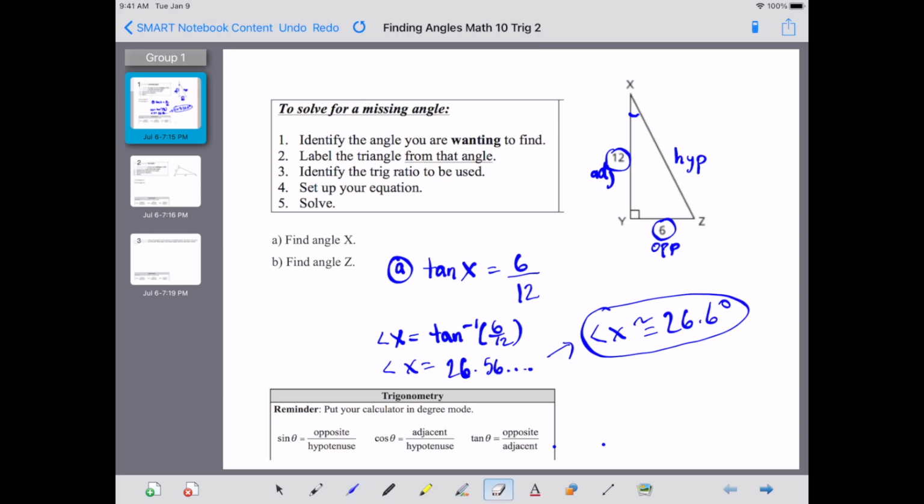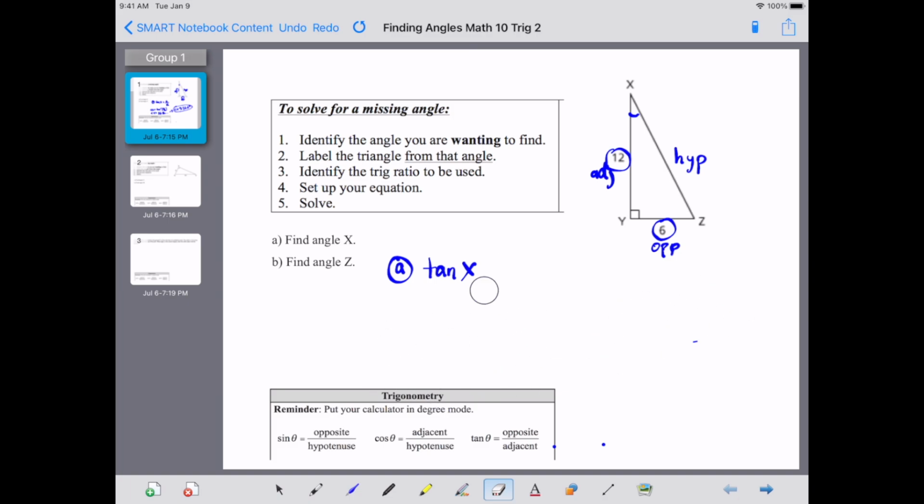So let's do the second one. So I'm just going to erase that. If you need to look at it again, you can just rewind the video. Now we have part B. So part B, it says find angle Z.